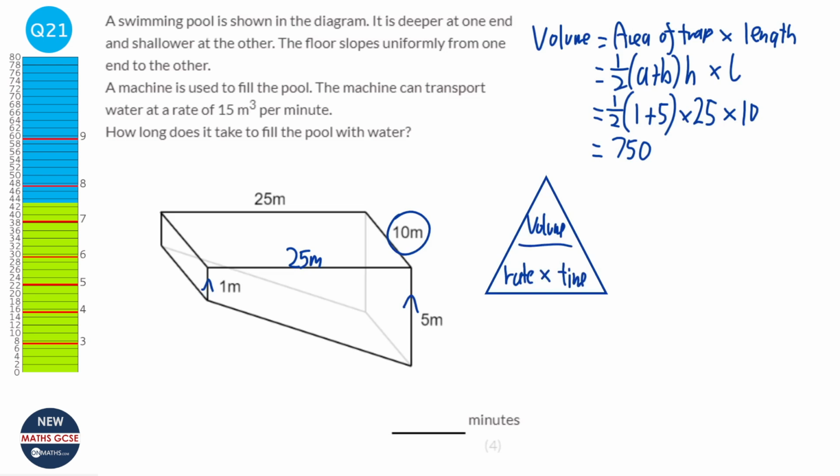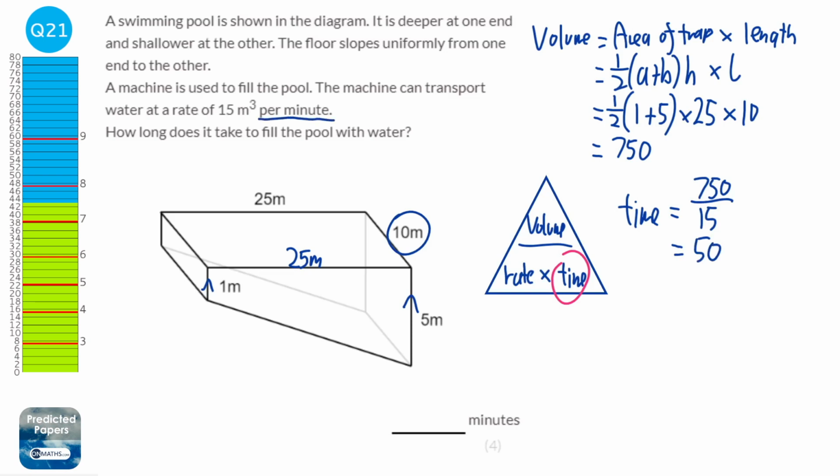Now, with this question though, we're interested in the time it will take. It says how long will it take. So we're actually looking at the time. So it will be time equals the volume, which is 750, over the rate, which is 15. So 750 divided by 15 is 50. So it will take 50, and let's have a look. It says per minute. So it would be 50 minutes.